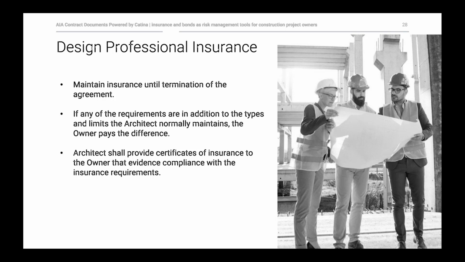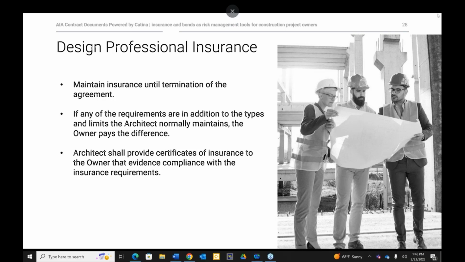On the slide here, you're seeing 3 bullet points. These are just important to remember about design professional insurance. The first is that it's important to maintain insurance until termination of the agreement. And that's because a little bit about the claims made and reported issue that I talked about a second ago. And to understand that termination can be the end of the project when the contract or the agreement is going to sort of naturally terminate.